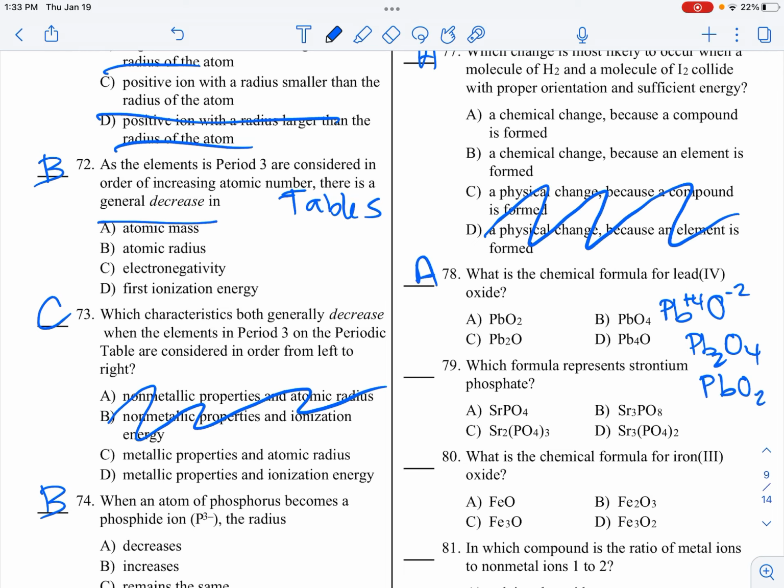Choice A. Strontium phosphate. So strontium is Sr, and strontium has a charge of +2. And phosphate is PO4 -3. So we crisscross them, you get Sr3(PO4)2. That's choice D. Iron Roman numeral 3 oxide means iron +3. O is -2, so crisscross them, you get Fe2O3.